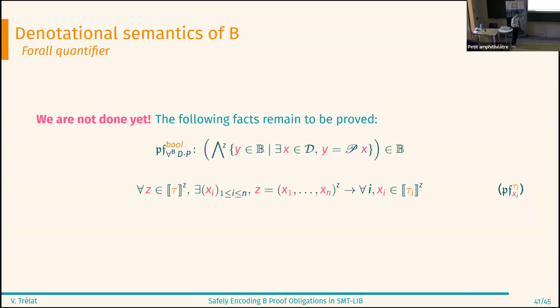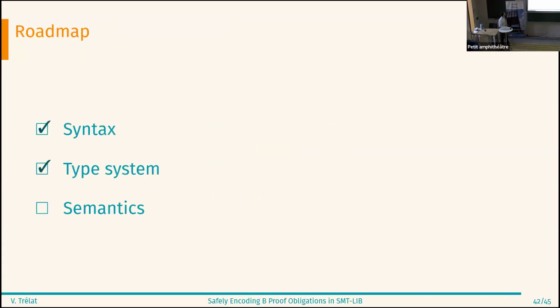So the family we're building recursively can be built. And so we have to prove that for all z in tau, if z can be written as a tuple with n components, then every single xi is in tau I. This is an easy proof. I'm not showing it. All right, you can check the next box.